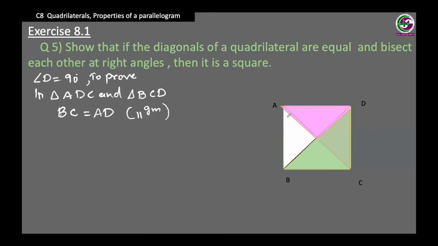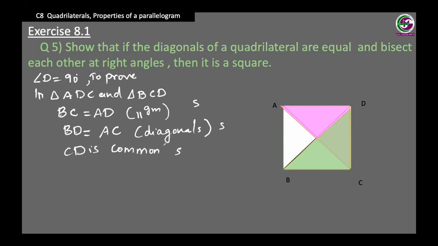And it's given BD is equal to AD. Diagonals are equal. BD is equal to AC. Diagonals are equal. Also, CD is common. So we get all the three sides from both the triangles. So by SSS congruence rule, we can see that triangle ADC is congruent to triangle BCD.